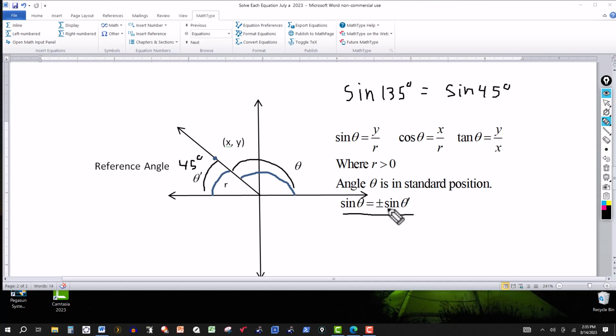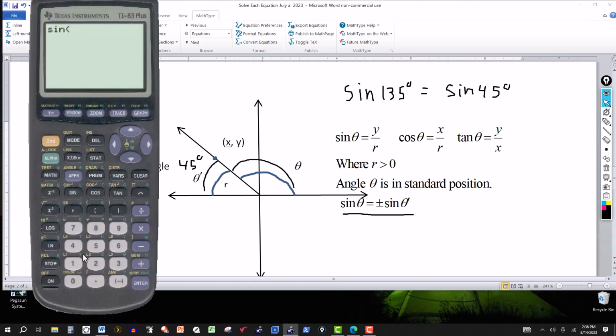Could be plus or minus, so it's going to depend on where the angle lies. But in this particular case, just to double check it here with the calculator, the sine of 135 is 0.707, and let's look at the sine of the reference angle, 45. It's sine of 45. And notice it's the same value.